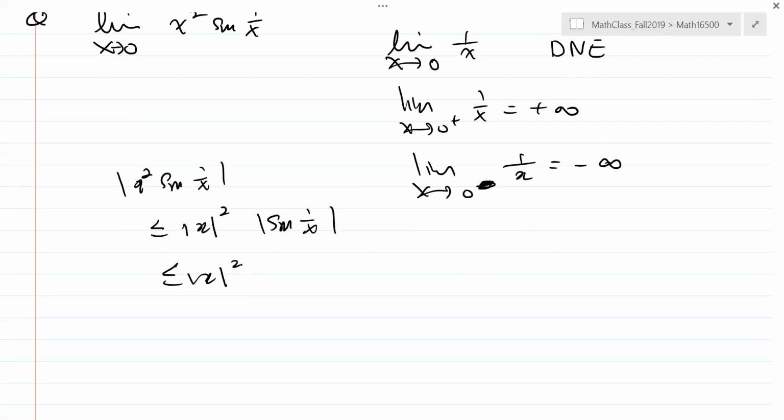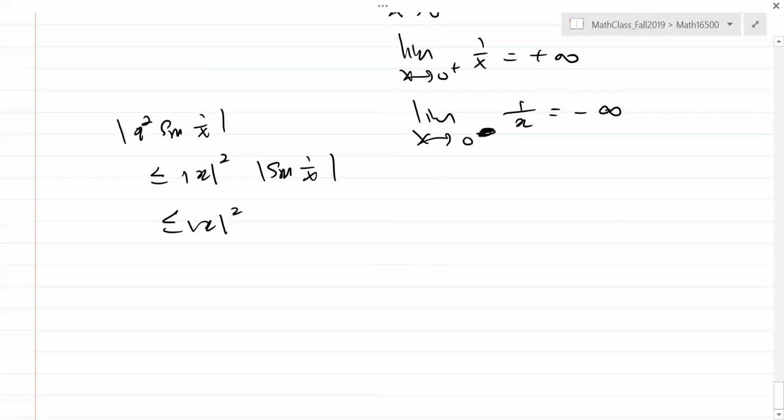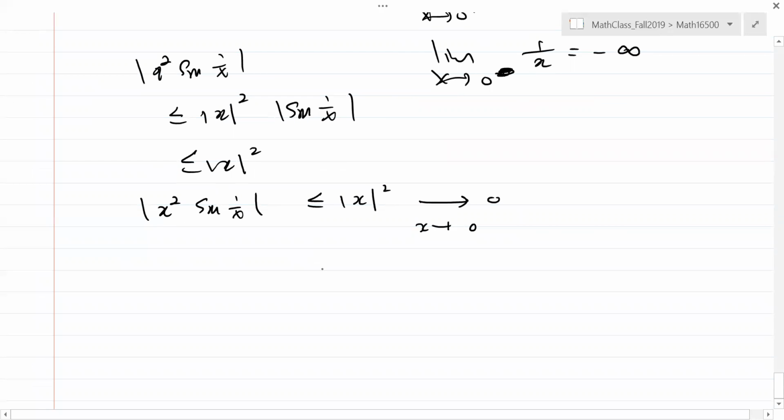Now, let me write this in code. The absolute value of x squared sine of 1 over x is less than or equal to absolute value of x squared. So it's clear this approaches 0 as x approaches 0. Does it force the term inside to approach 0 too? Yes. Okay. So then the limit as x approaches 0 of x squared sine of 1 over x is going to be 0.